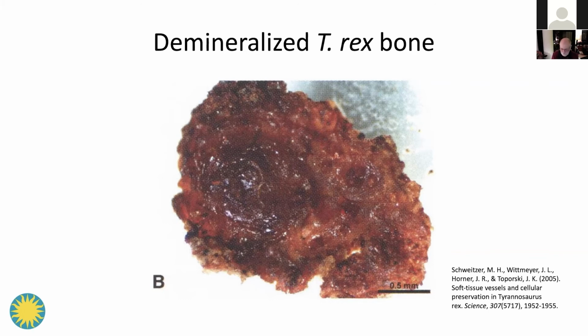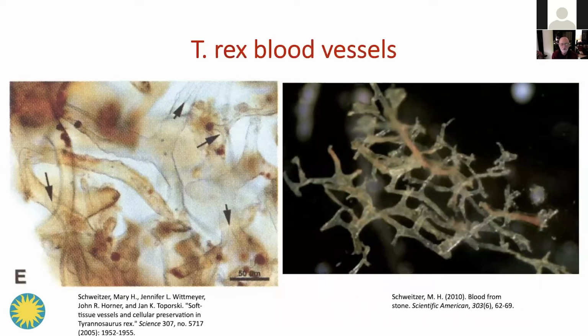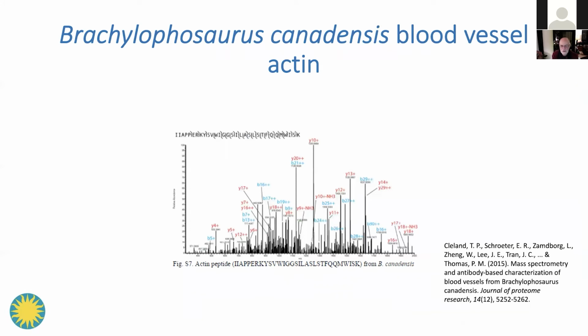And from this nondescript tissue, she was able to show the presence of blood vessels, very tiny blood vessels or capillaries. And she has published results indicating that she has been able to isolate the protein actin from these blood vessels and sequence it. Very controversial.